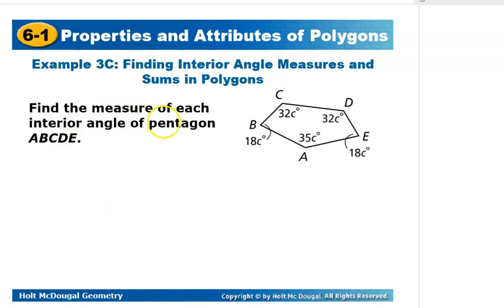Okay, so find the measure of each interior angle. This time we have a picture. It looks like some of them are different. This is not a regular pentagon. So first of all, we need to find out the total, right? So we have a bunch of c's here. It might help to figure out what the c's are. So figuring out the total measure of all of these would be our formula.